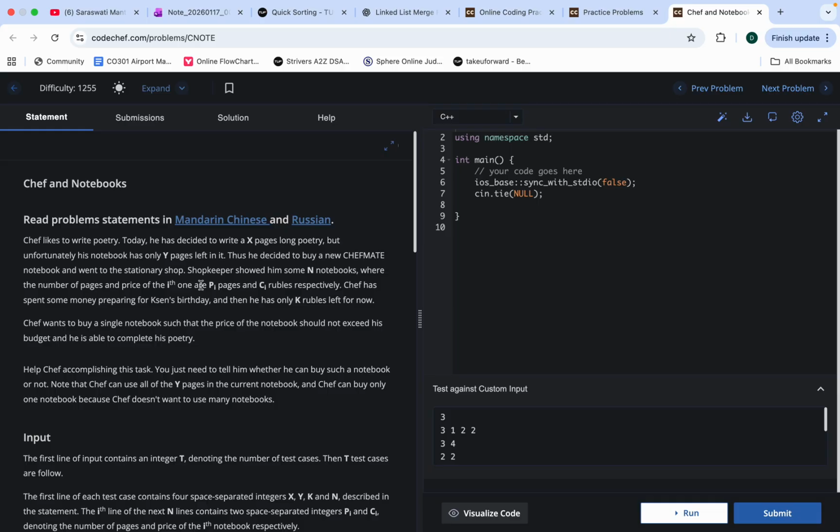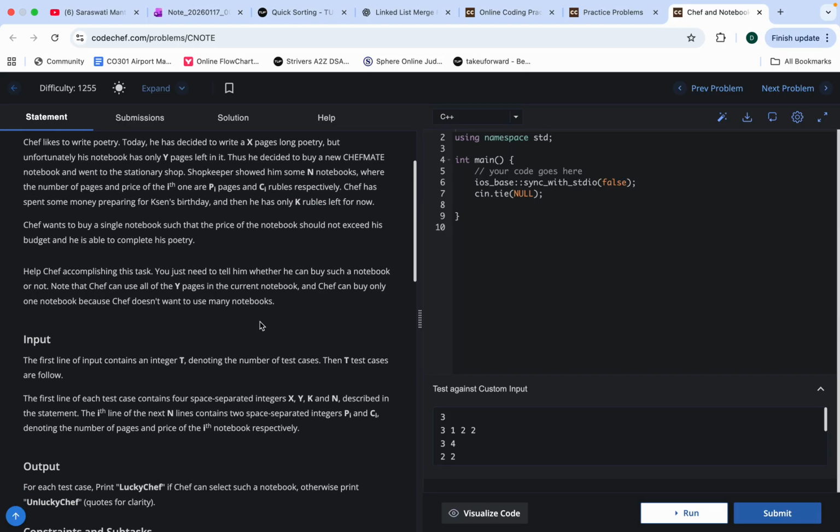the stationery shops, and the shopkeeper shows him n notebooks, with the details of the number of pages that it has, and the cost. Let's just complete the question. Chef has spent some money preparing for this, and the thing is that Chef has only k rubles left with it.